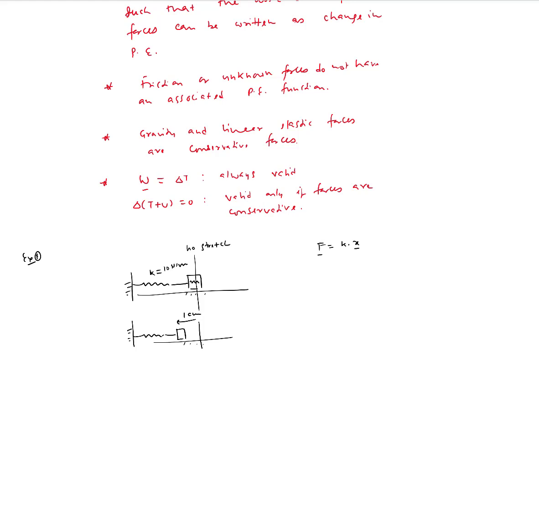And then I let it go. So this is a position, we'll call it position 1. In position 1, I release it from rest. The question is, when it reaches this no stretch configuration, the neutral configuration, let's call that position 2, what is the velocity of the particle? We know that it will acquire some velocity when it gets to position 2. So the question is, what is that velocity?